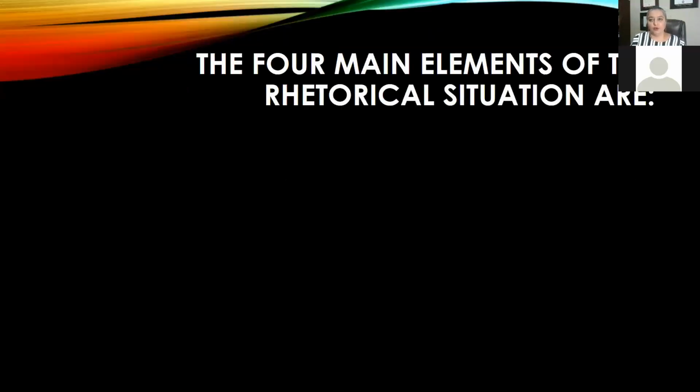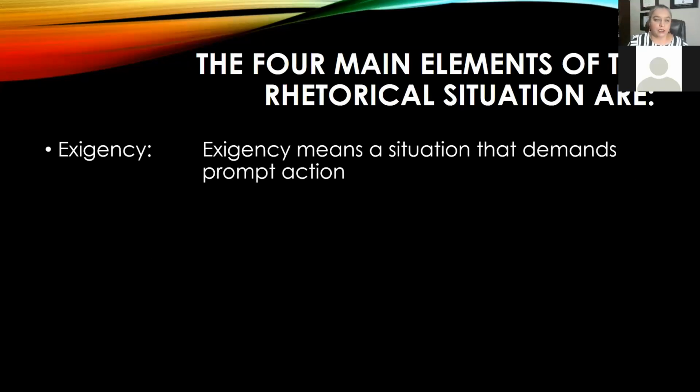Next, we have the 4 elements. The 4 main elements of a rhetorical situation are, the first one is exigency, and we talked about exigency even in our previous assignment with the quantitative analysis. And here I want to repeat or emphasize the fact that all the elements that you learned with the previous assignment are going to come forward with the upcoming and this current assignment. Okay, so we did talk about exigency then.